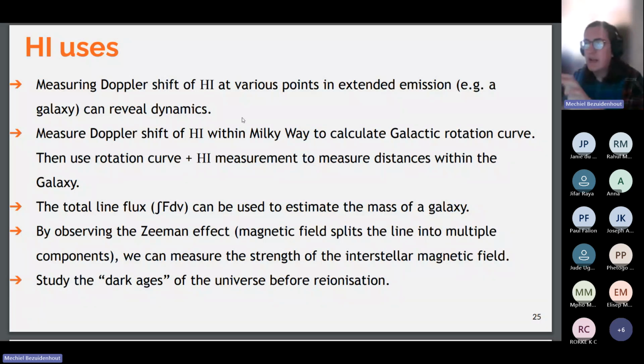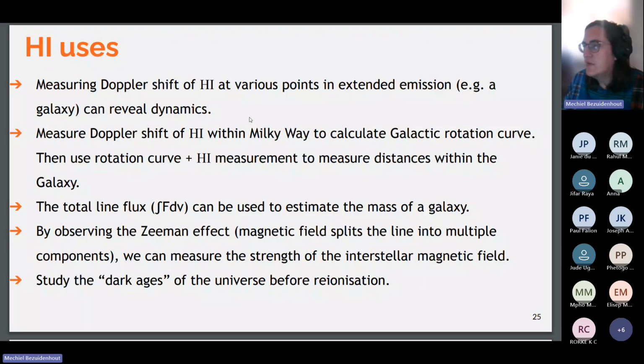So by looking at the way that these H1 lines within the galaxy are being Doppler shifted, we can effectively measure the velocity of those regions, and so get an idea for the dynamics of the galaxy, which can give you some insight into the formation of these kinds of objects.